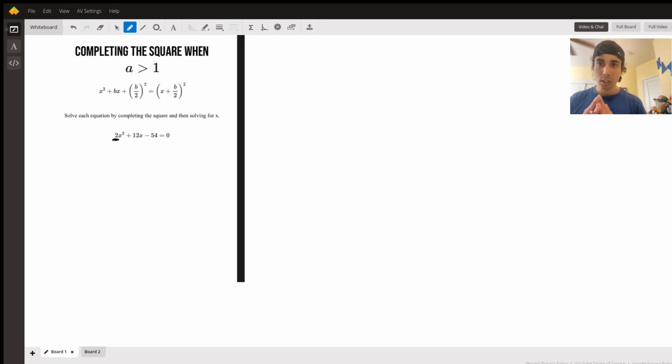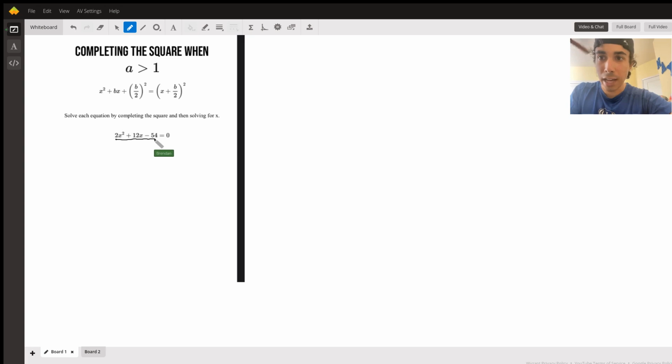So it's a lot like the same thing that we've been doing when a is equal to 1, except there's one extra step we've got to do at the beginning. Whatever that coefficient is, in our example here it's a 2, we're going to divide the entire equation by 2, and then we're just going to proceed as we usually would with completing the square. All right, so let's see what that looks like.